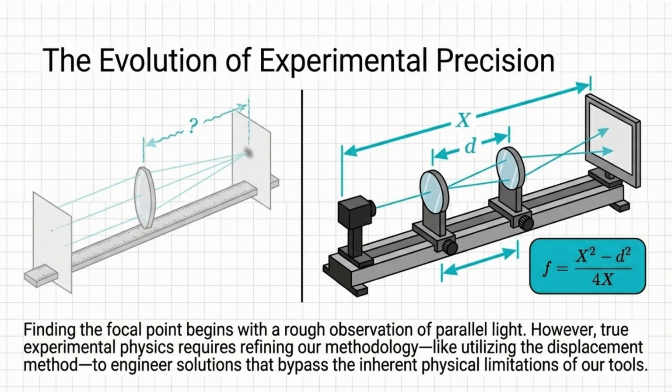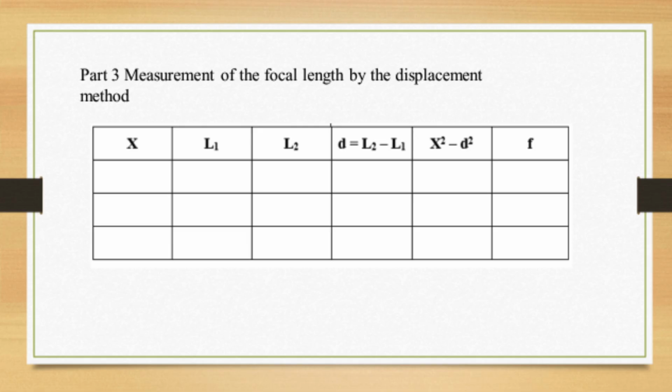This slide summarizes how accuracy improves across the methods. We start with a simple visual estimation. Then we move to a mathematical calculation using the lens equation. Finally, we use the displacement method, which avoids errors related to the lens center and provides the most reliable result.